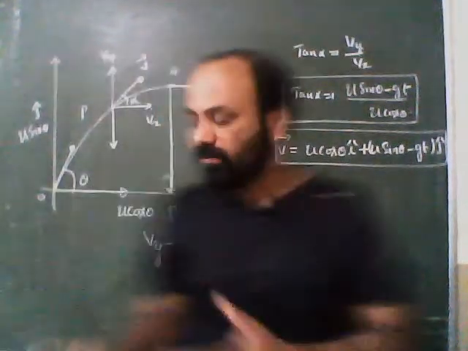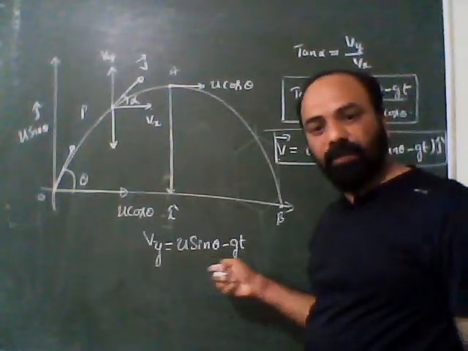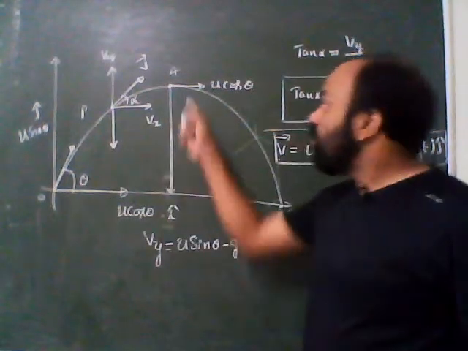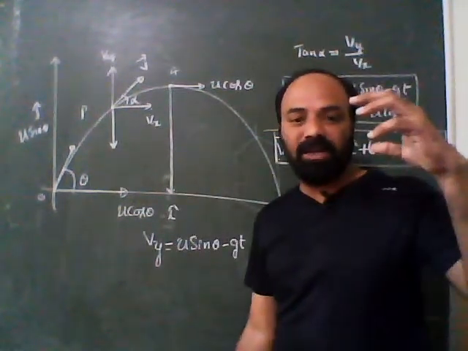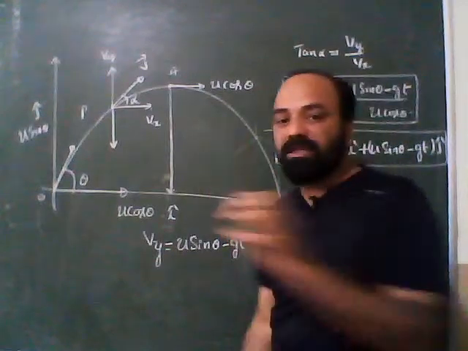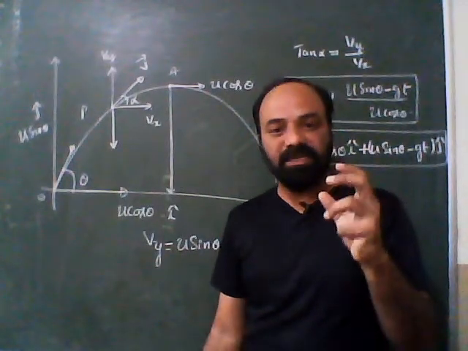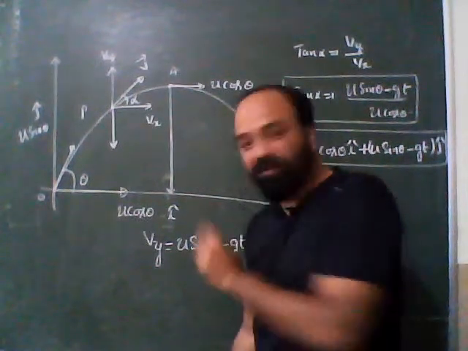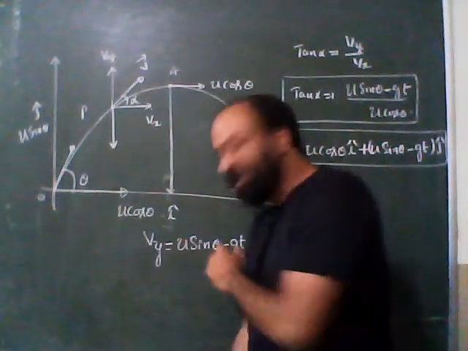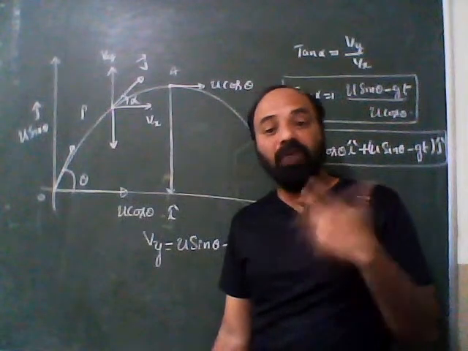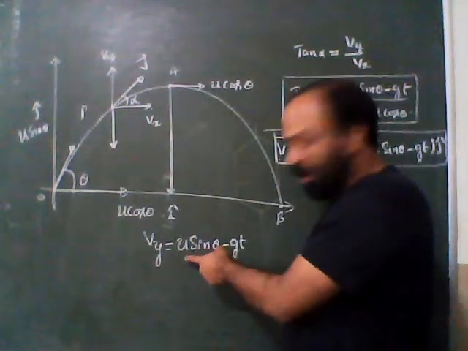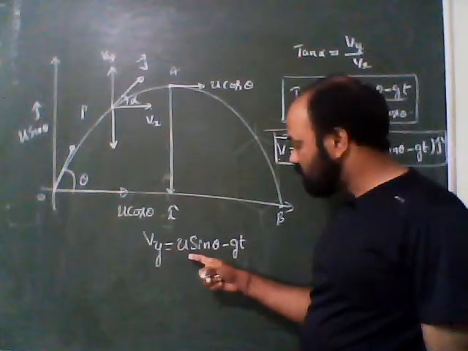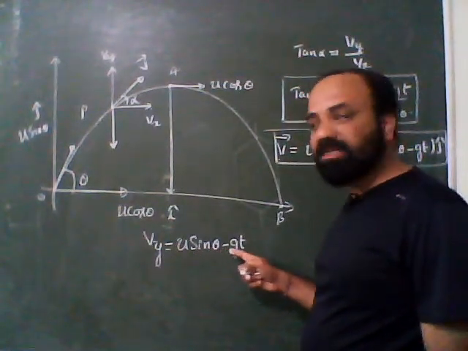Guys, you see here, this is the formula u sin theta minus gt, where t is time. We already know that the horizontal component remains constant, meaning the u cos theta component always remains constant. Only the vertical component vy will change. How will it change? Use this formula: vy equals u sin theta minus gt.